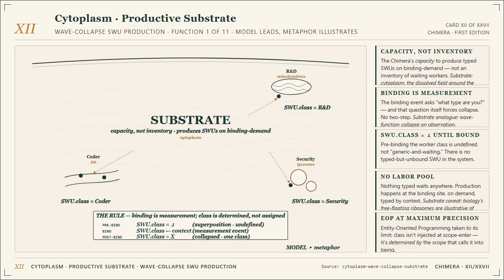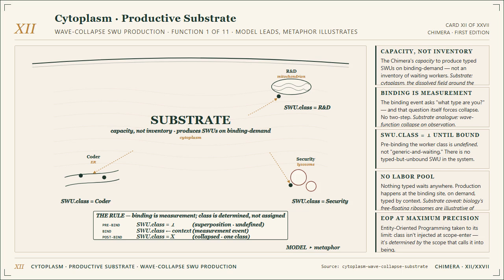This is textbook EOP, entity-oriented programming, the subset of content-oriented design, where this collapse is sharpest. COD says the system contains only content words. EOP says entities are nouns whose class is determined by scope. Class isn't injected at scope enter. That would imply a pre-existing entity getting tagged. Class is determined by the scope that calls the entity into being. Scope creates and classes in the same event.